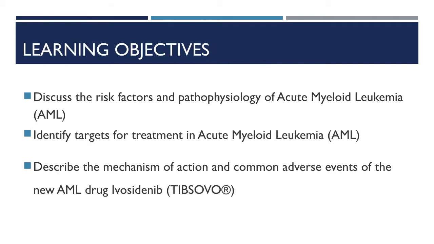And here are the learning objectives I have outlined for this presentation. We'll begin with discussing the risk factors and pathophysiology of acute myeloid leukemia. Then we'll identify targets for treatment in acute myeloid leukemia. And finally, I'll describe the mechanism of action and the common adverse events that you can see with the new AML drug ivosidenib or Tibsovo.